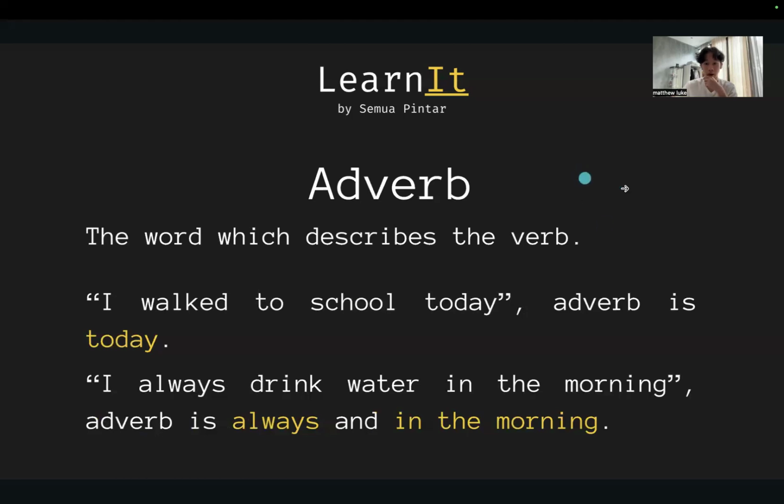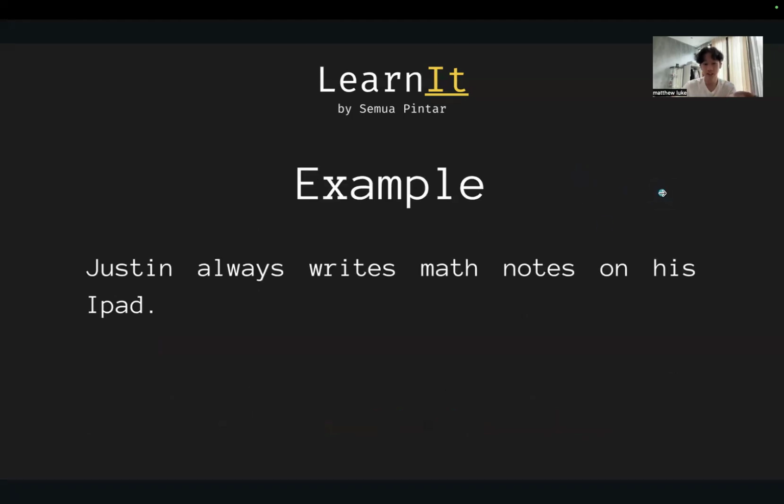Okay. Now, moving on, let's look at this example over here. Justin always writes math notes on his iPad. Try to break it down and figure out what is the subject, what is the object, what is the verb, and what is the adverb based on what we've learned previously.